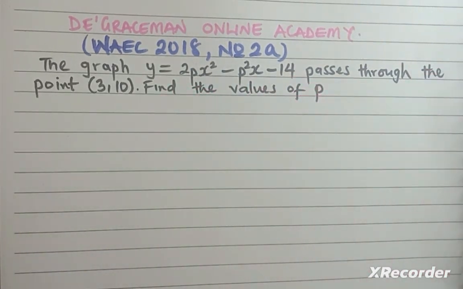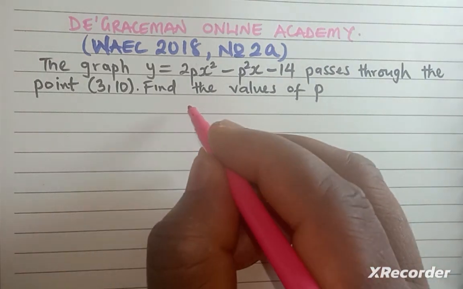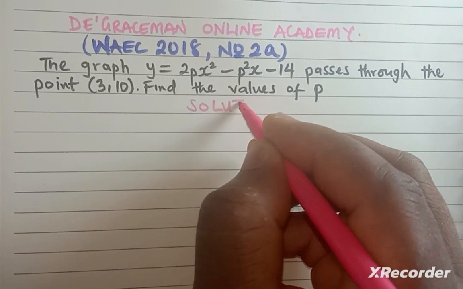Now this question is a straightforward question. All you need to do is to substitute your x and y into the given graph or the curve or the equation, and then you will be able to find the value of p. Now, let's start by looking at the solution.